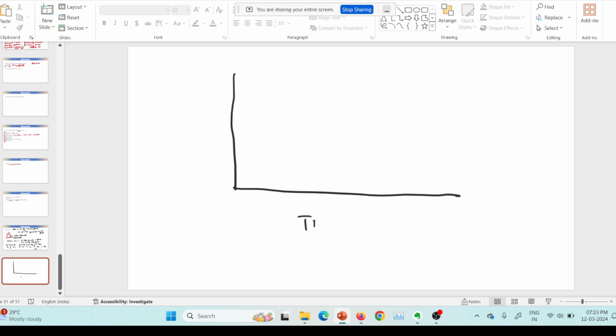This is time. Like I told, we'll plot between time and concentration. So we'll plot concentration versus time. Initial concentration was C naught. So let's say it is Ct. So it will plot like this: C1, C2, C3, C4. So the concentration will then be C4, C4, C4, C4 only.